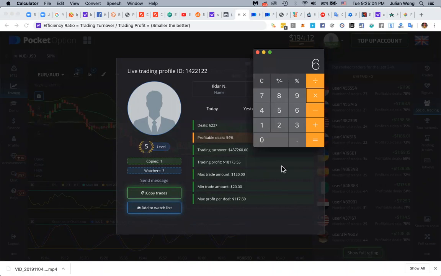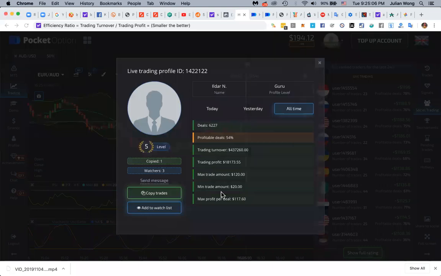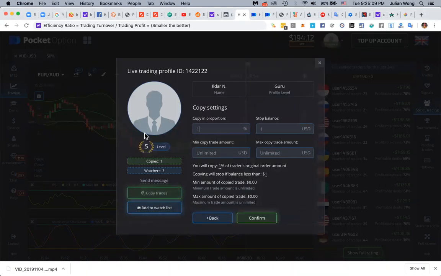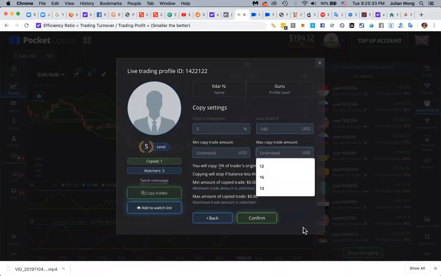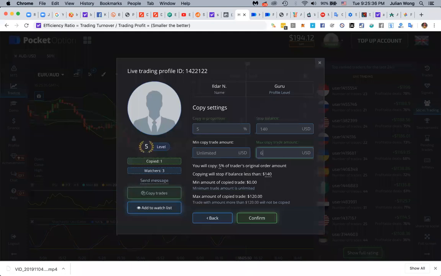But this guy is a martingaler. So if we are following a martingaler, the way I'm going to do it is that, like I said, I do a 5% copy. And then the stop balance. Let's say I generally allocate for martingale, maybe instead of 25% as a cutoff, I'll give him a little bit more room because he does need some room to work. So maybe I'll put like a 140. And then for the max copy trade, based on his rules, he should not be going more than $6. The one day that he decides to break his trading money management, he's probably going to wreck his account, and I don't want to do that.